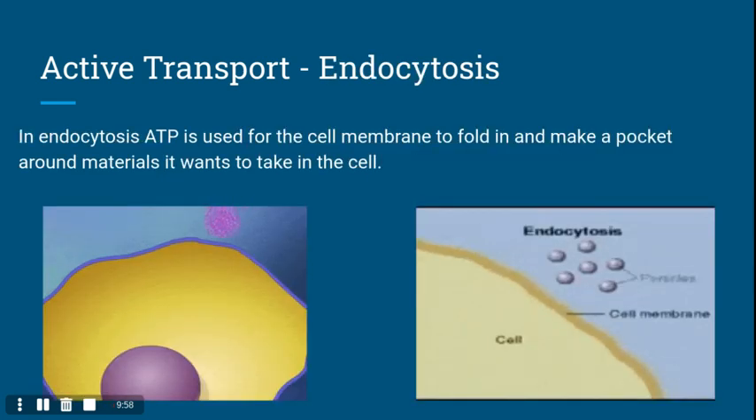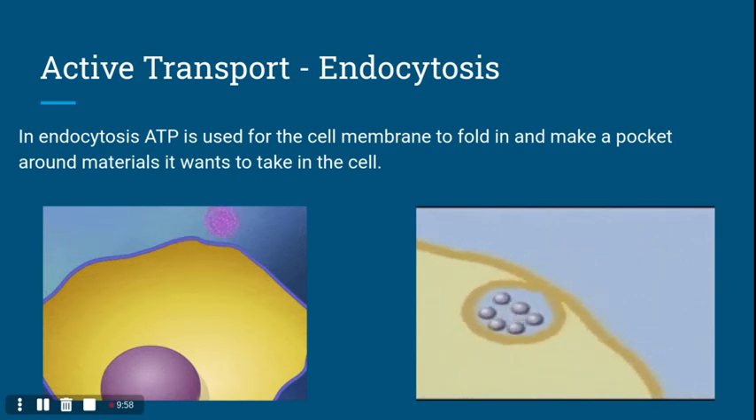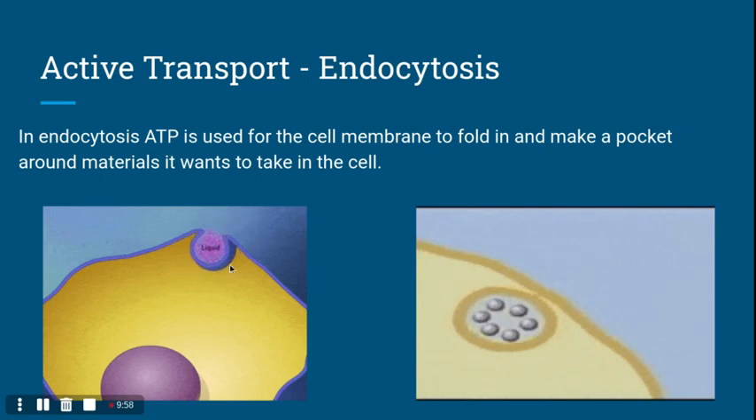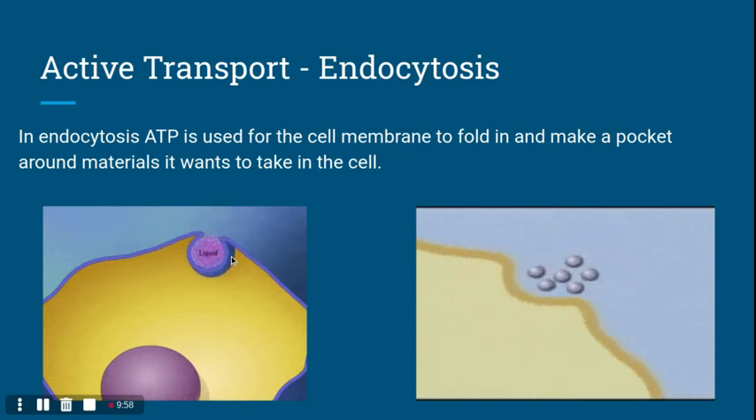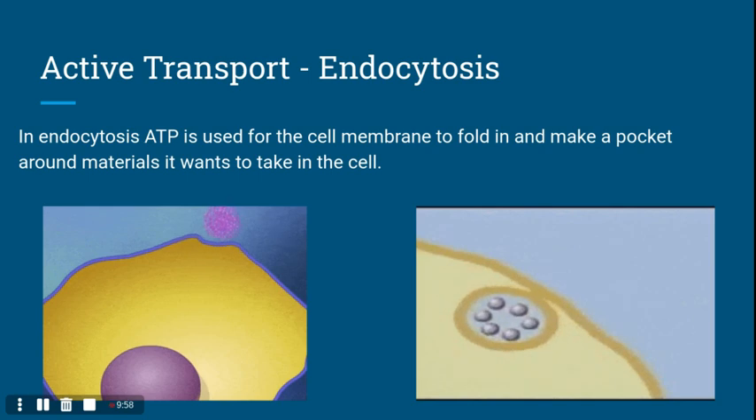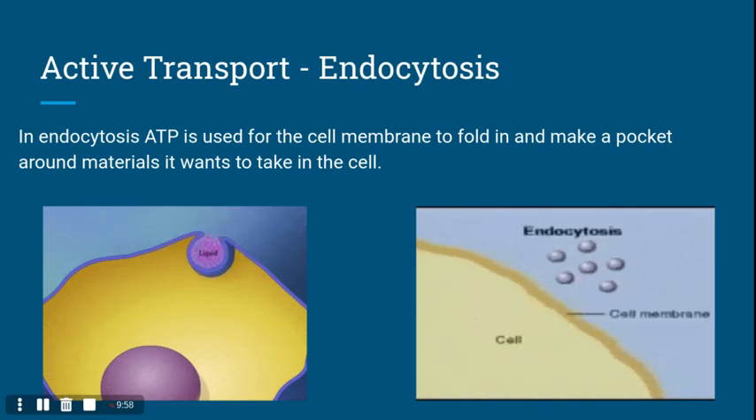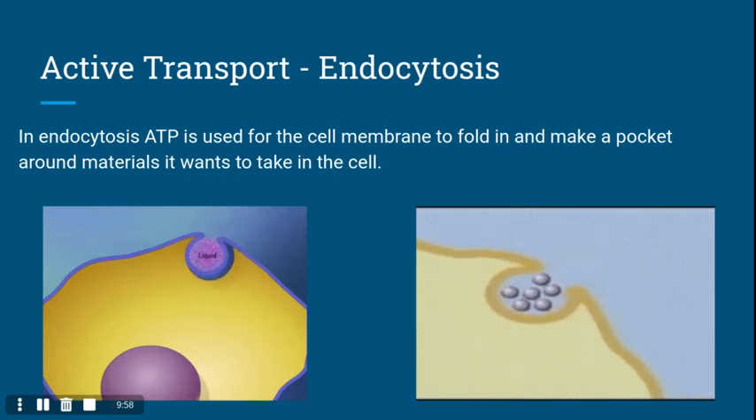There's two types, endocytosis and exocytosis. This is endocytosis. In endocytosis, ATP, which is the energy, is used for the cell membrane to fold in. It folds in and makes a pocket around the materials it wants to take in the cell. And then the pocket breaks loose from the outer part of the cell membrane and forms a vacuole within the cytoplasm in the cell. And large molecules, parts of cells, or even whole cells are transported or taken in the cell this way.